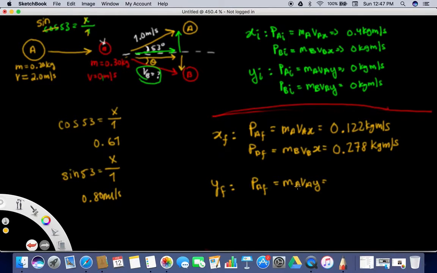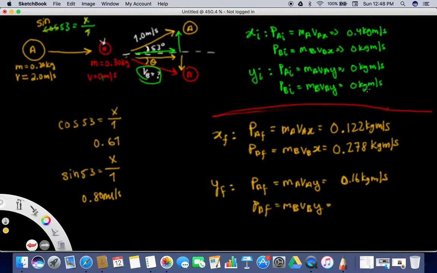Now we have to multiply the mass of ball A times the velocity, so that's 0.2 times 0.8, and that's going to give us 0.16 kilogram meters per second. Same thing with ball B, except with ball B, we see that once again we don't have an angle, so we have to go back to our initial and see what our total momentum was for the y component. Here we see that the total momentum equals 0.